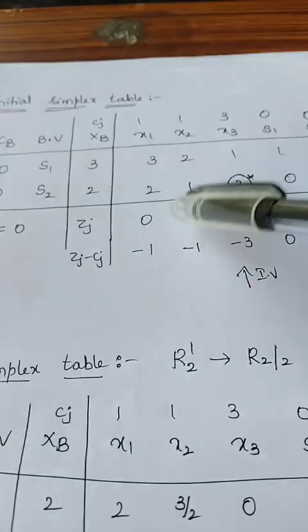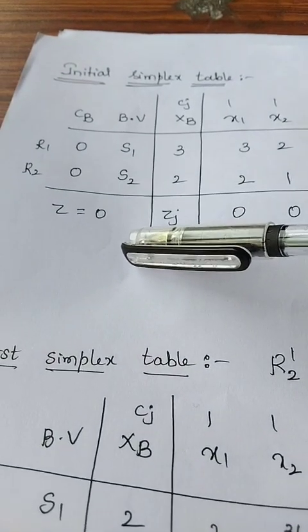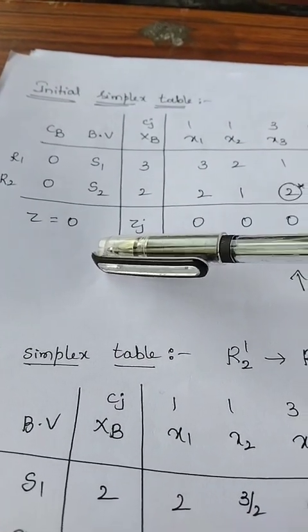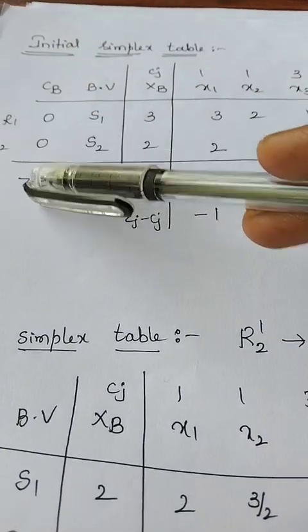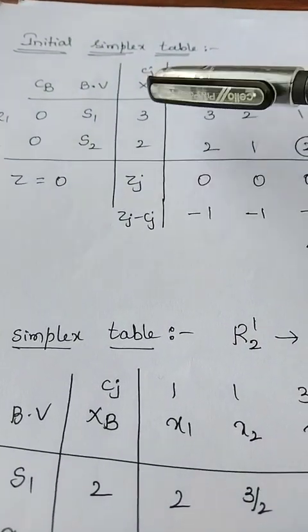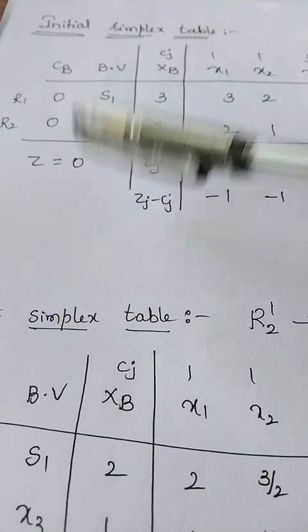So here we are going to find out the value of Z. What is the formula for Z? Z is equal to summation CB XB. Summation CB XB means CB means these values, XB means these values. 3 into 0 plus 2 into 0. You got the value of Z as 0.